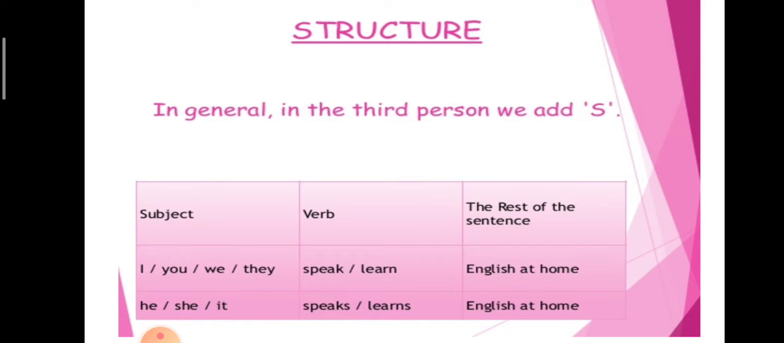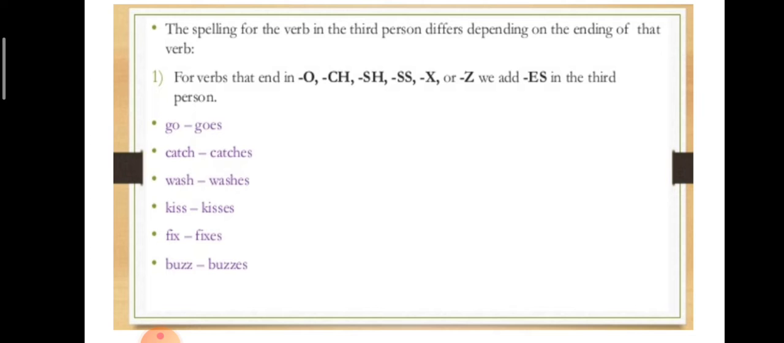As I told you, I, you, we, they, you are not adding anything to the root verb. You're just saying the same. When it comes to third person, you're just adding s to it. This is the first rule. He, she, it. So you're just adding s to it. What is the second rule?